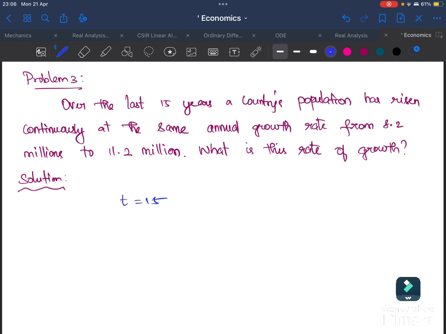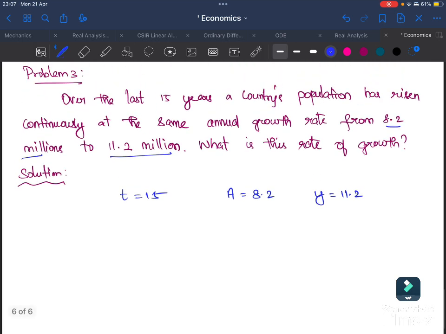As I told you earlier, a comes first, y comes second. So 8.2 million to 11.2 million. So it has been increased. What is the first value? A, which is nothing but 8.2. Now what is y, which is the final value? It is 11.2. Currently it is 8.2 million, but after 15 years it was 11.2 million.